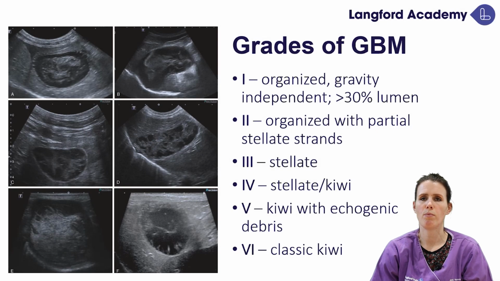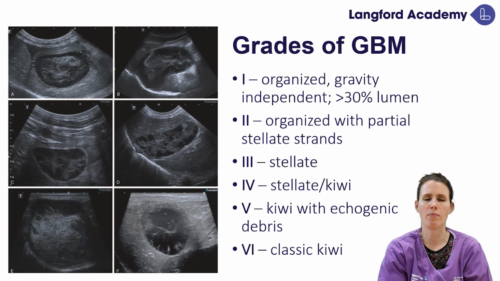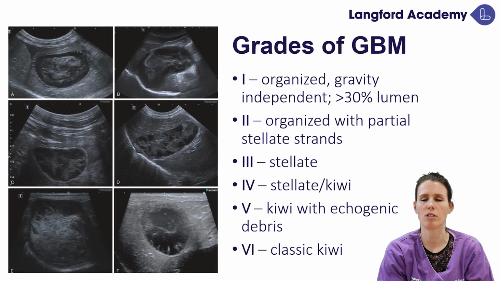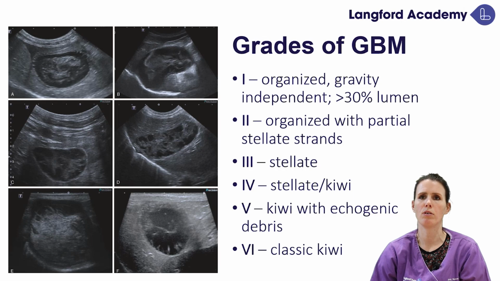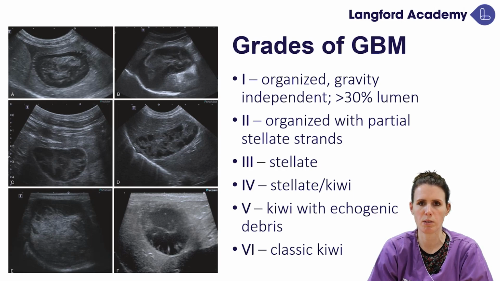So I'm sure you're all familiar with these ultrasonographic images here. These go from the most immature mucocele in the top left corner, through the top row, the middle row, and then the bottom row to the bottom right corner, which is the most mature expression of the mucocele we see. And these go from sort of organised gravity independent sludge occupying more than 30% of the lumen, all the way up to the classic kiwi shape that we're very familiar with.